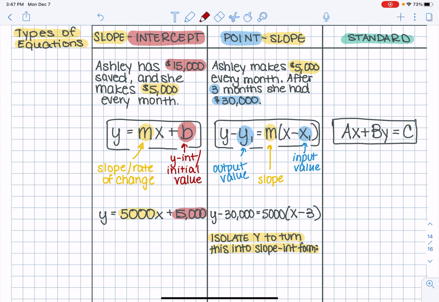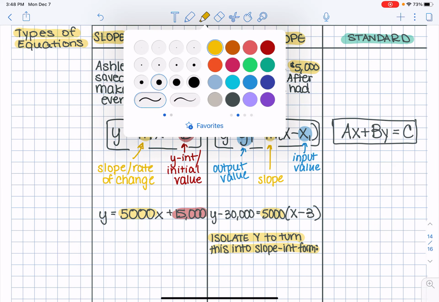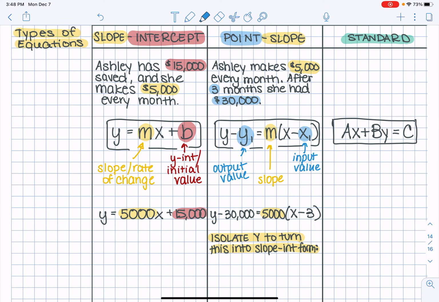The second form is called point slope. And the reason we say that is because a point on the graph is clearly visible and the slope is visible. So for example, if we had a scenario that said Ashley makes $5,000 every month, we see that word every month, that's the slope. So we can see the slope very clearly in our equation, this $5,000. And after 3 months, she had $30,000.